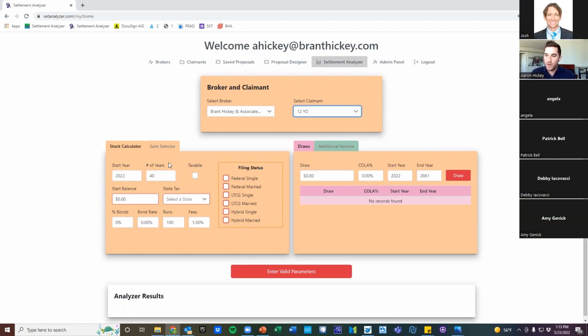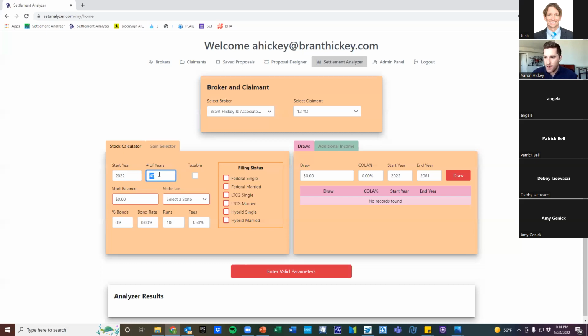So we're going to start with this left orange box here. The start year is the year in which that money is going to be invested. So 99 out of 100 times that's going to be this year. So we're going to leave that as 2022, and that's going to be your default. Our numbers of years, as I touched on earlier, is the duration at which this account has to last.